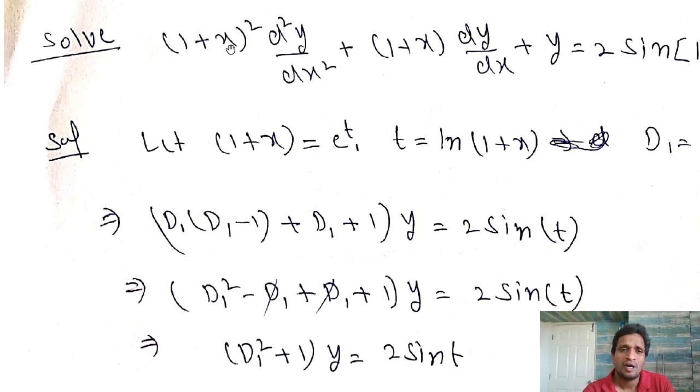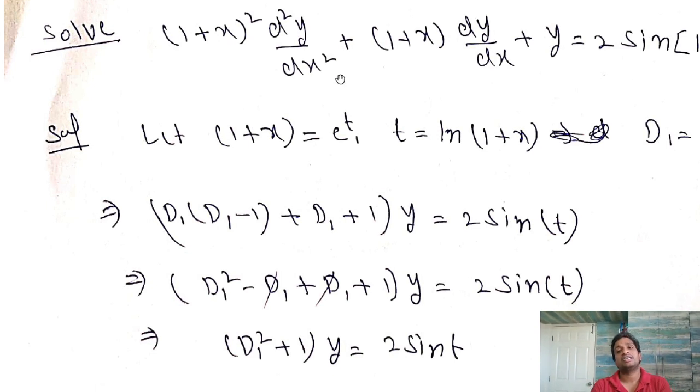First one: (1+x)^2 d^2y/dx^2 + (1+x) dy/dx + y = 2 sin(ln(1+x)). Easily we can identify that it is a Legendre linear differential equation. So what is the process? The process is, first we have to assume 1+x = e^t.